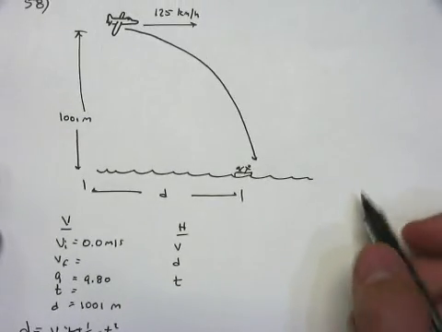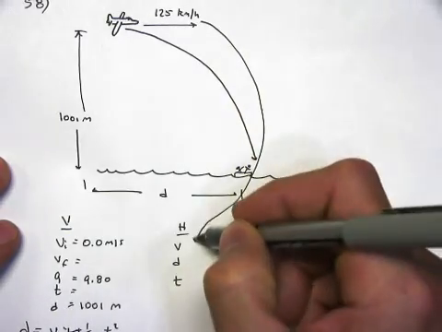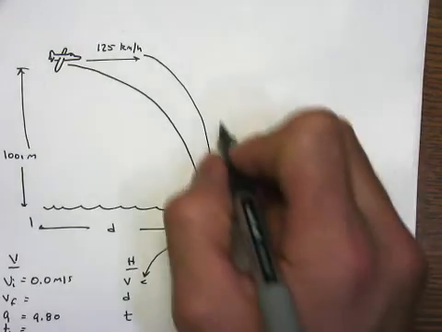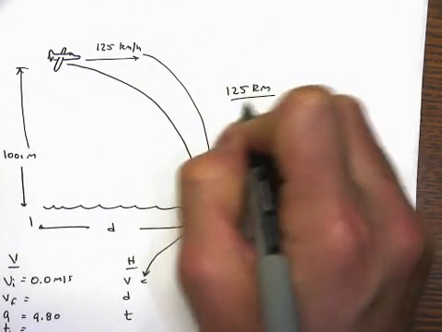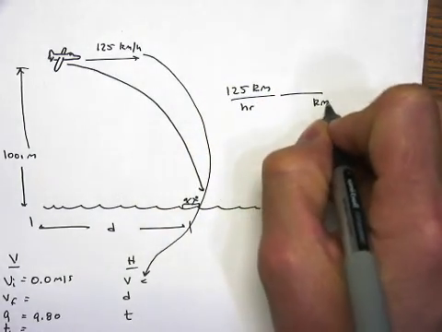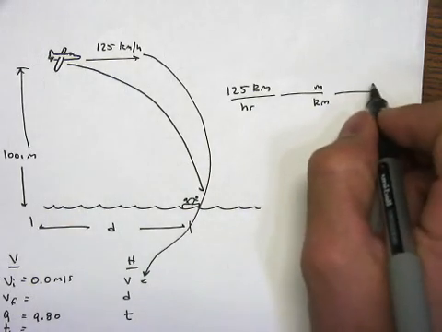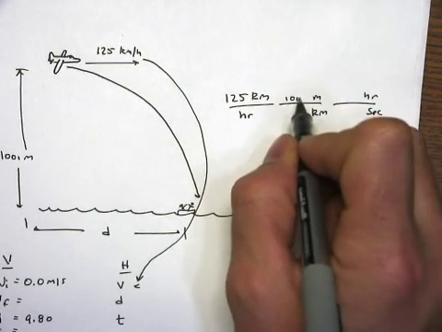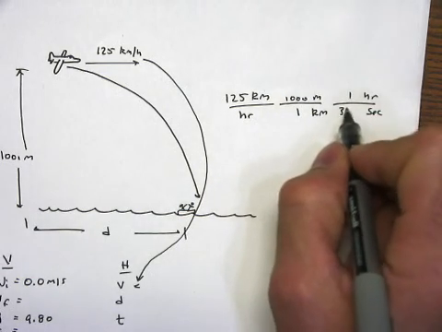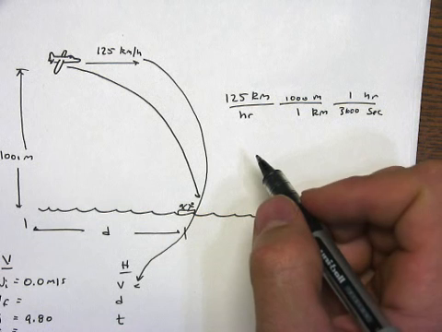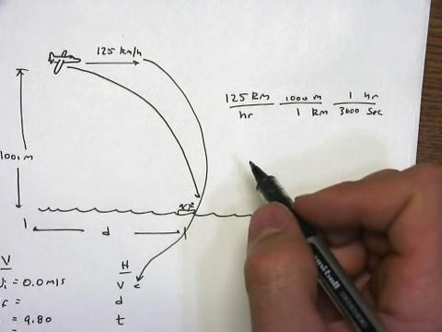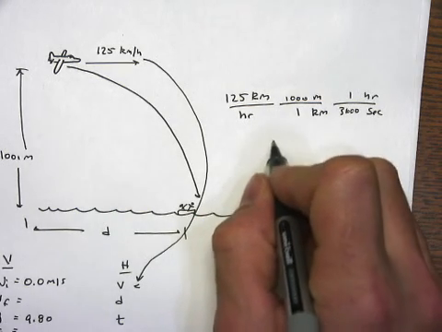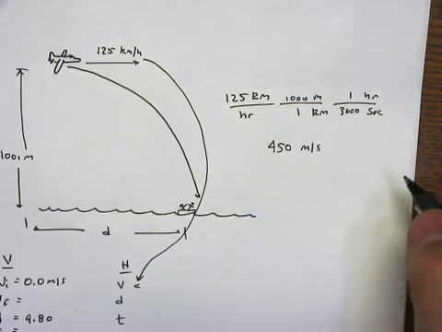Now, the horizontal part is tricky because this is in kilometers per hour, so you can't write 125 down there. You have to take 125 kilometers per hour, and you have to change it into meters and seconds using dimensional analysis. 1 kilometer is equal to 1,000 meters, and 1 hour is 3,600 seconds. So you take 125 times 1,000 divided by 3,600, or you just divide by 3.6, and you get 450 meters per second.